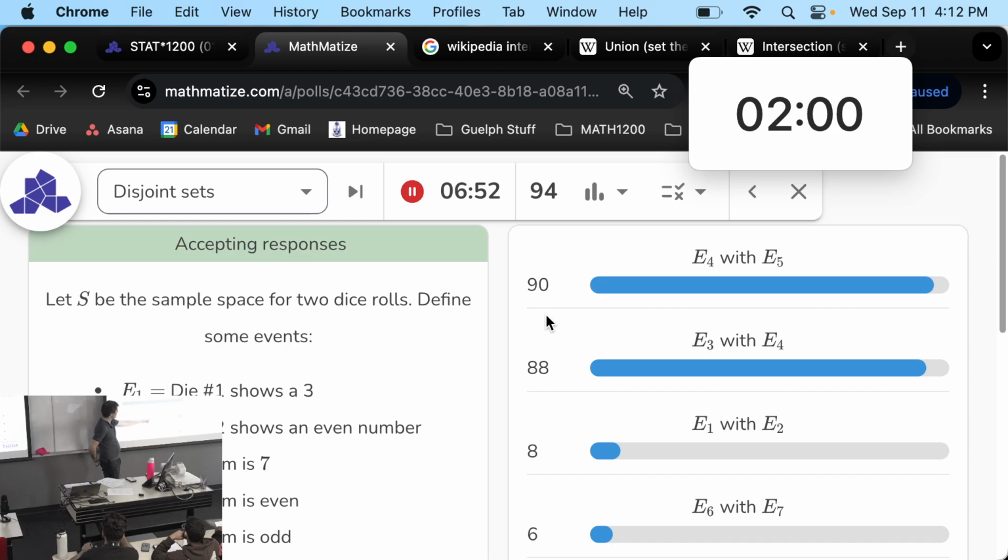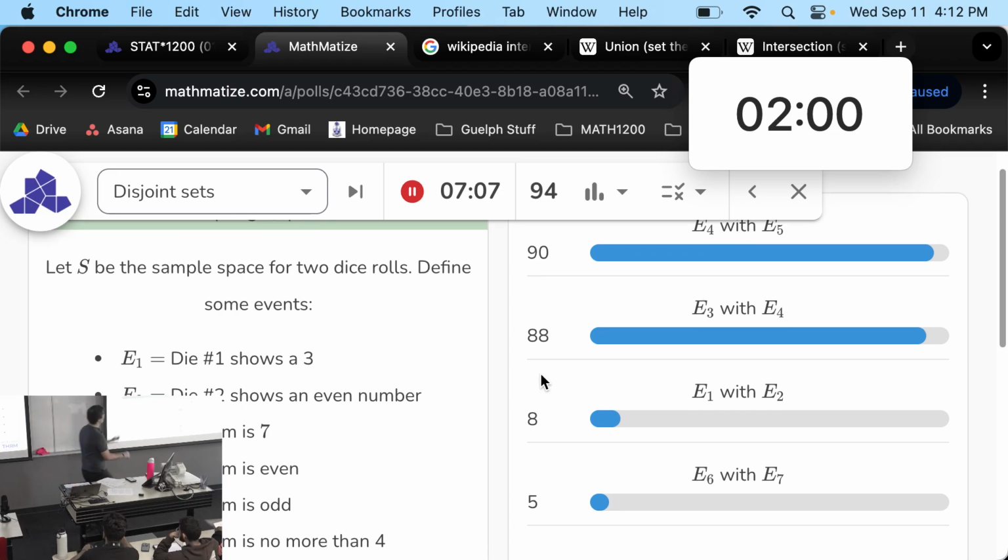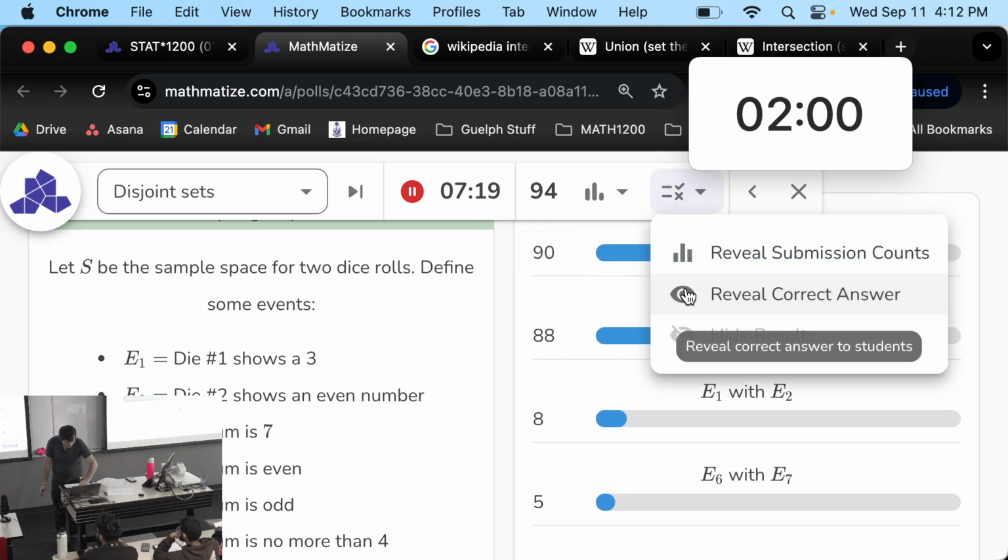So I tried to be extra crystal clear in my problem. In real life, you're going to encounter all sorts of weirdness with the word "and" being a mix of regular day and math "and." So someone might say E3 and E4 are disjoint. That's what they mean. So out of 94 people, 90 and 88 people thought these two were disjoint. Only 8 and 5 people thought these were disjoint. So it looks like you guys are pretty well settled. It's a pretty good majority rule. Let's reveal the answers and see how you're doing.